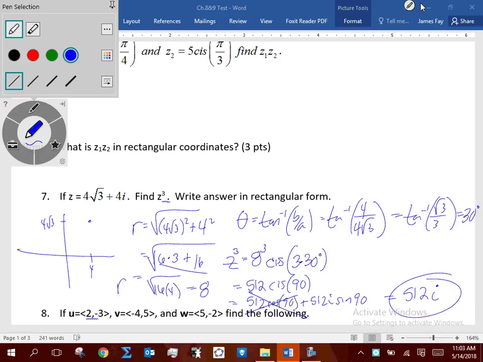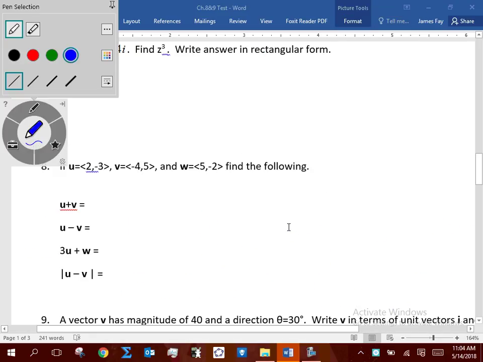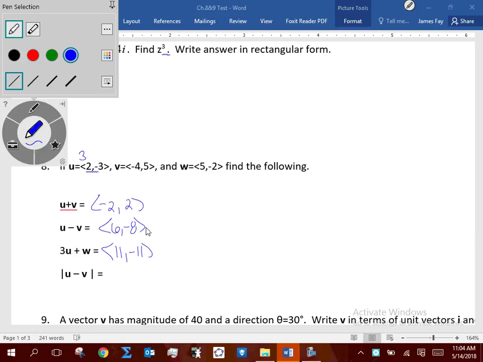Number 8. These are just adding these things together and subtracting them. So this one gives me negative 2, 2. U minus V is 6, negative 8. And this one here, I have to multiply this one by 3 and then add W to it. So that turns into 11, negative 11. I don't think too many people got any of those wrong.